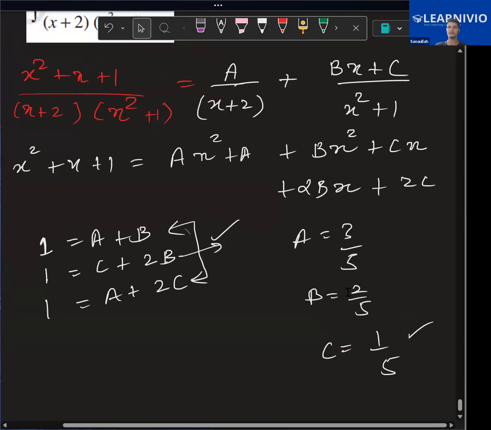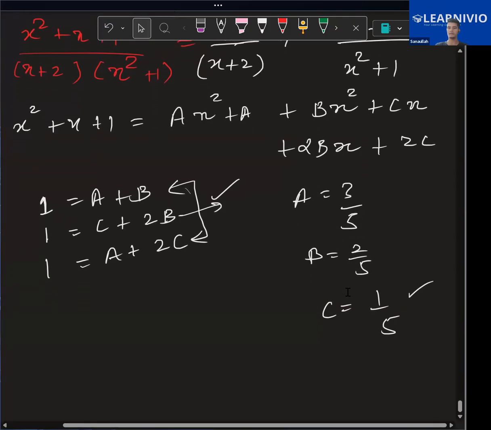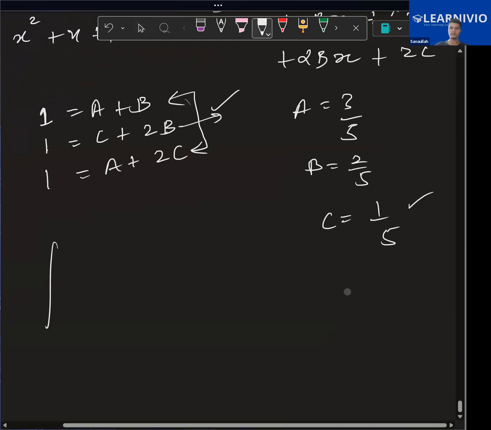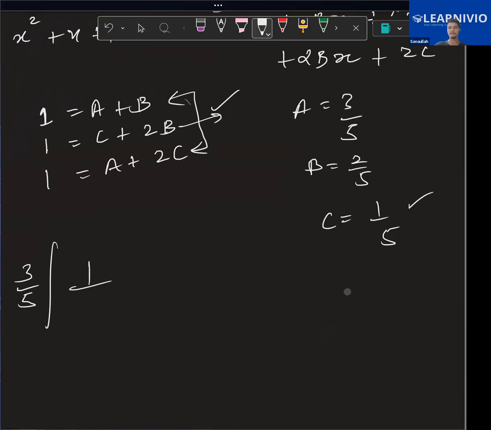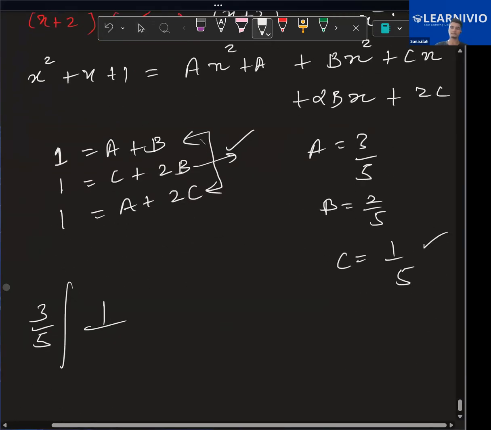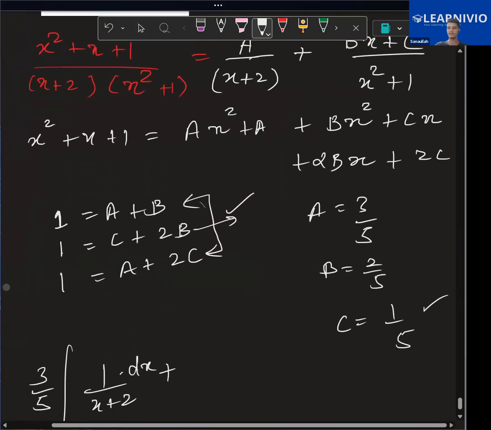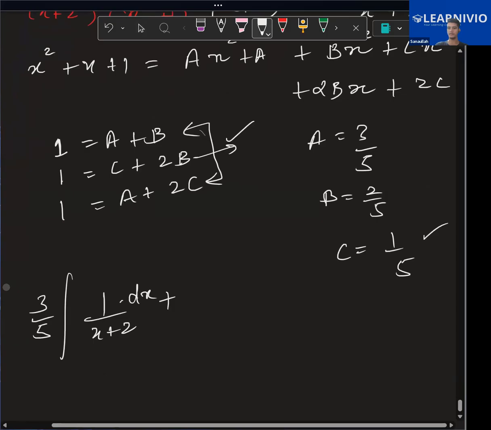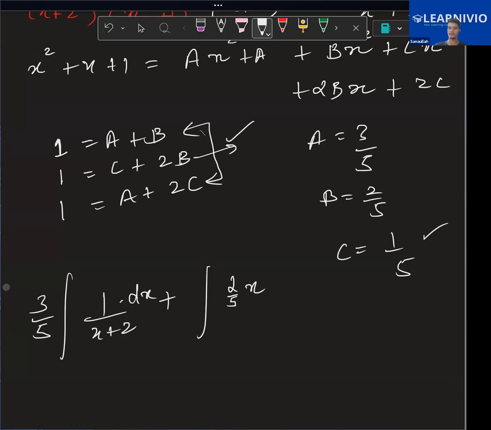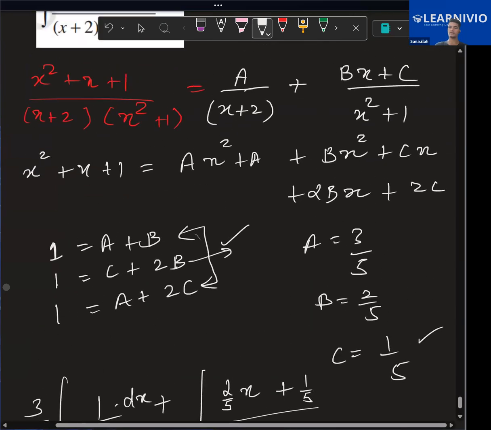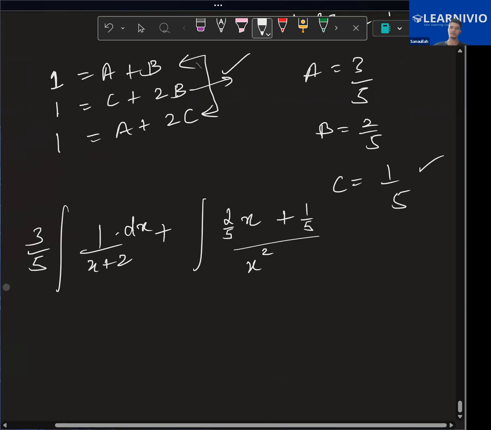So integration of 3/5 upon 1 plus x by 2 dx plus, bx plus c. So bx is 2/5 and b is 2/5. Integration of (2/5 x plus 1/5) over x square plus 1 in the denominator. I take the 3/5 outside.